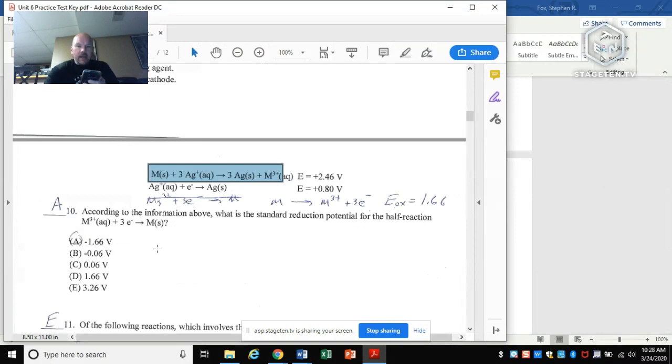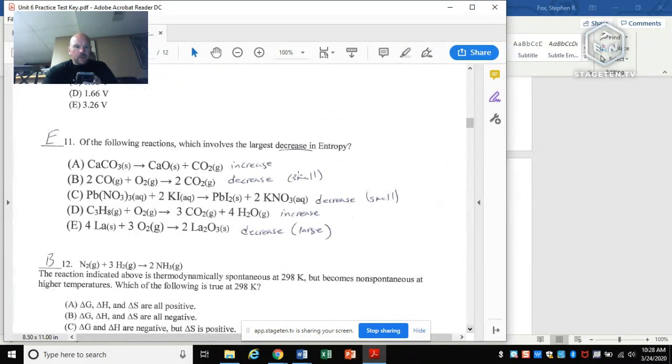Okay, so that's multiple choice 10. Let's go to number 11 as well. Which of the following reactions involves the largest decrease in entropy? First of all, let's cancel out A and D. A and D are increases in entropy because in A, you have a solid going to a solid and a gas. In D, if you balance it, there would be a 5 in front of here. So you have 6 moles of gas going to 7 moles of gas.